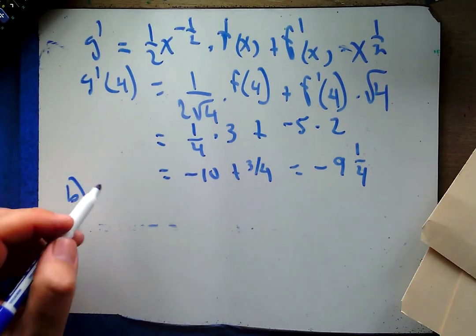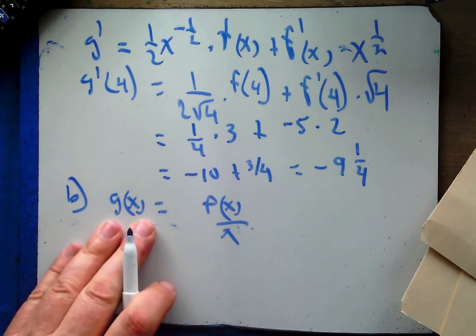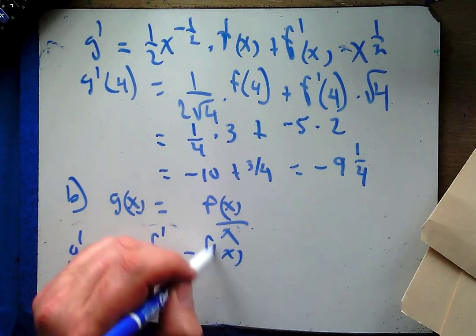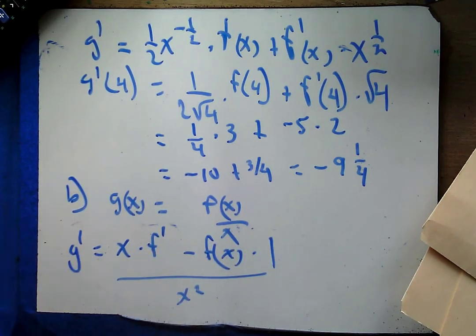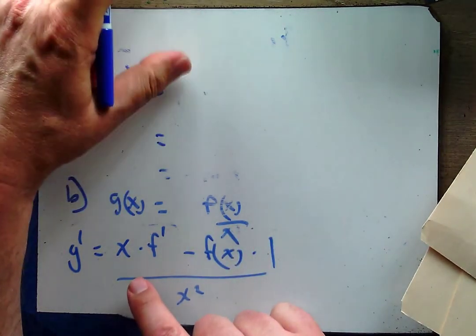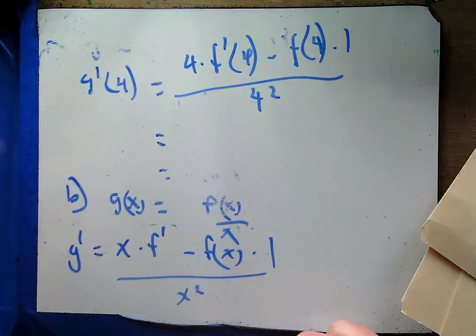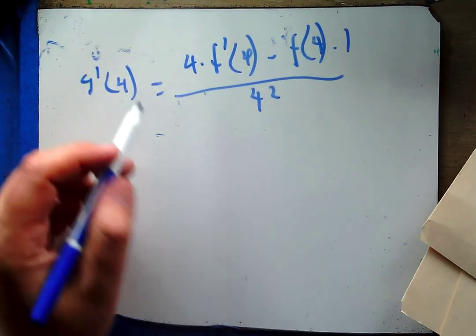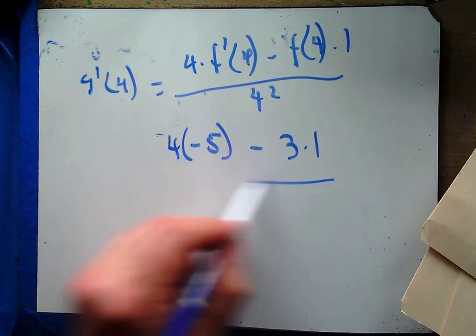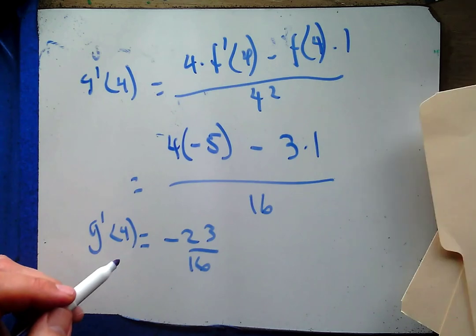Good. And B, g of x is f of x over x. Again, we're still looking for g prime of 4. So I have to find my derivative. G prime would be low d hi minus hi d low over low squared. And remember, we're looking for g prime of 4. So I'm going to plug 4 into all the x's now. I'm going to have 4 times f prime of 4 minus f of 4 times 1, over 4 squared. Well, we said f prime of 4 was negative 5, f of 4 was 3, all over 16. So I've got negative 23 over 16 is g prime of 4.